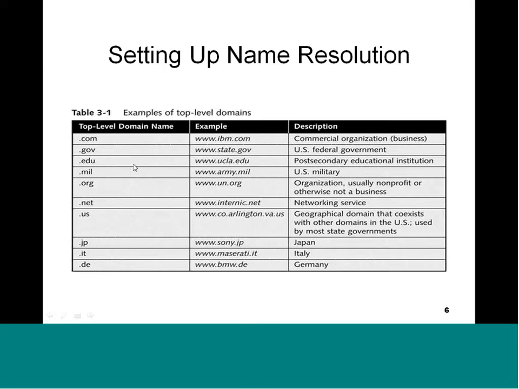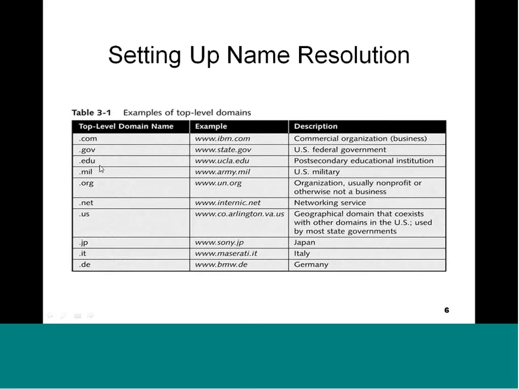So here there are multiple examples. The top level domain name with .com. One example is www.ibm.com, where com refers to commercial organization, the first three letters. And the other top level domain name that is widely used is .gov. Here the example is www.state.gov or irs.gov, things like that. The gov refers to the government, and it's typically the US federal government.